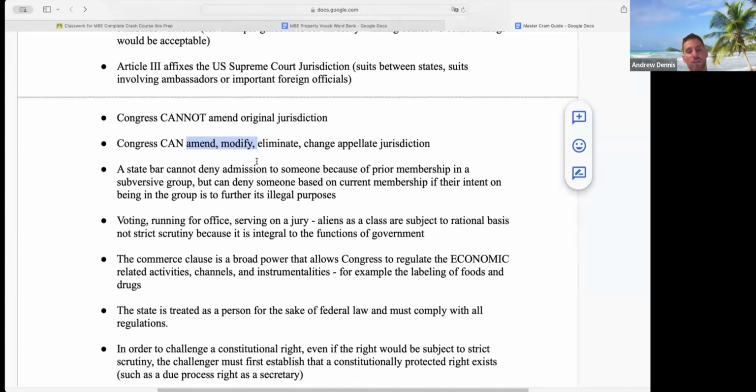Voting, running for office, serving on a jury: aliens as a class are subject to rational basis, not strict scrutiny, because it's integral to the functions of the government. So typically, alienage is subject to strict scrutiny, but if it's related to the integral functions of government, such as being on a jury or running for office or voting, then it can be subject to rational basis.